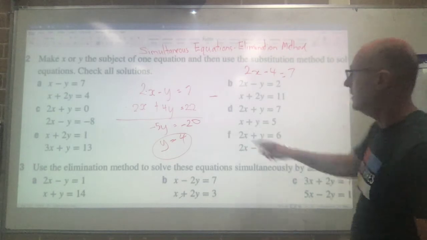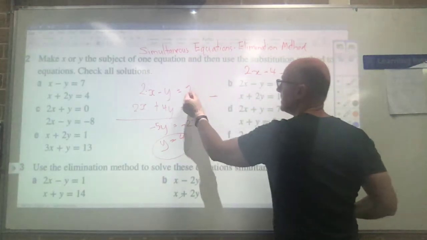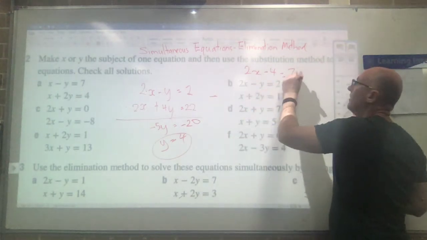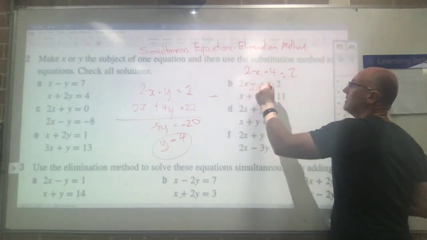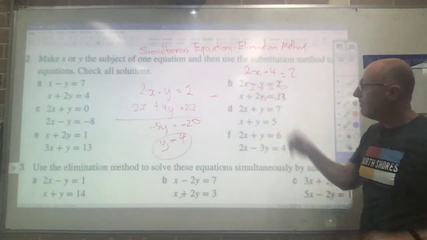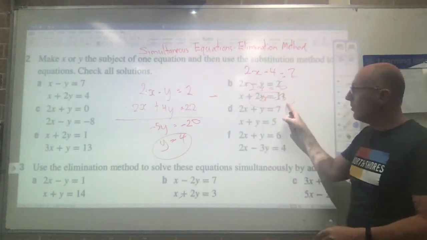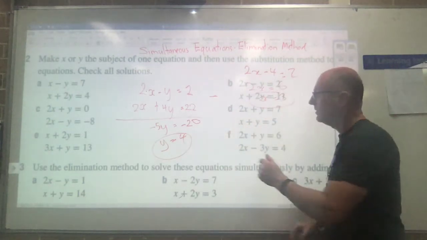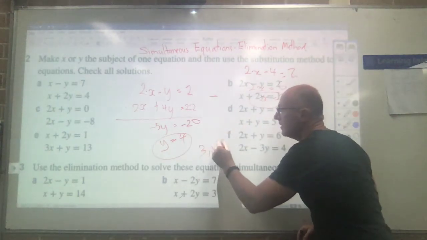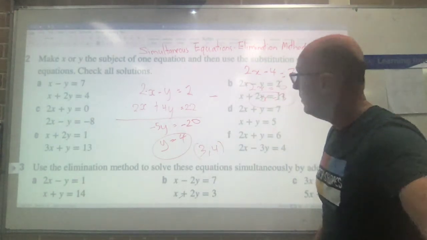I'll keep going. I can't remember if that was a 2 or oh, that's right, because I've changed it, haven't I? Okay, equals 2. Okay, 2x equals 6, x equals 3. So there we go. We've found that these two straight lines meet at the coordinate of 3, 4. So they meet at 3, 4. That's where they meet.